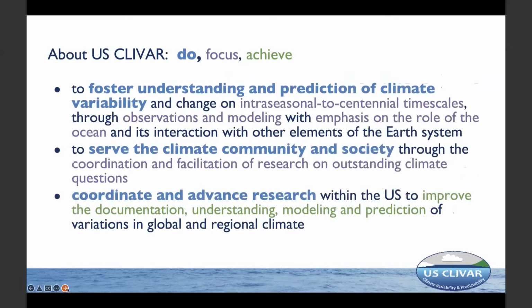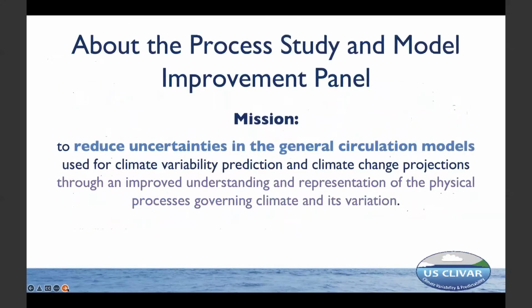So US CLIVAR is here to foster the understanding and prediction of climate variability and change on pretty much all time scales, intraseasonal to centennial, really with a focus on how the ocean interacts with all the other components of the climate system. The role of CLIVAR is to serve the climate science community and society, and coordinate and advance research. US CLIVAR has three panels. This is the Process Study and Model Improvement panel.